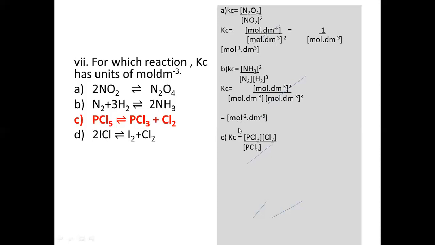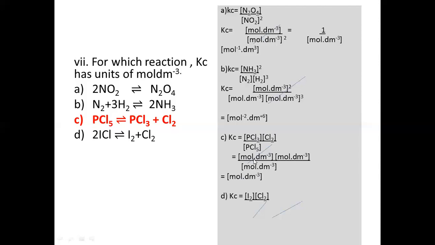In case C, the products are phosphorus trichloride and chlorine, and phosphorus pentachloride is the reactant. By putting the values, you can see the 2 mole per decimeter cube are in the numerator and 1 mole per decimeter cube is in the denominator. So out of the 2, 1 will cancel out with the denominator one. This mole per decimeter cube in the numerator is left. That is our required unit. You can see mole and per decimeter cube, which is negative. So this is the correct option. C is the correct option.